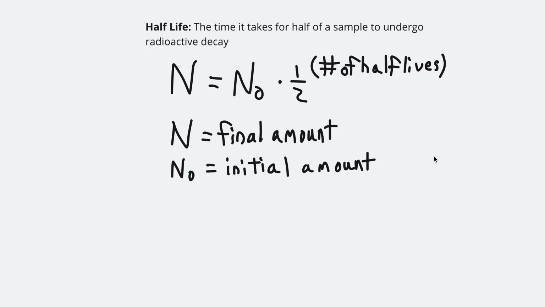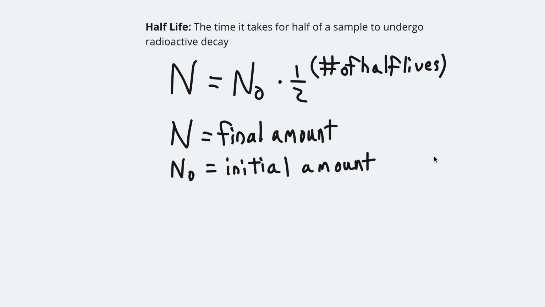And however much of your sample you're left with after one half-life, if another half-life passes, then you're going to be left with half of your remaining sample after that second half-life. So what you're basically doing is you're dividing your sample amount by 2 for every time a half-life passes. And then that will be how much of your original sample is remaining.